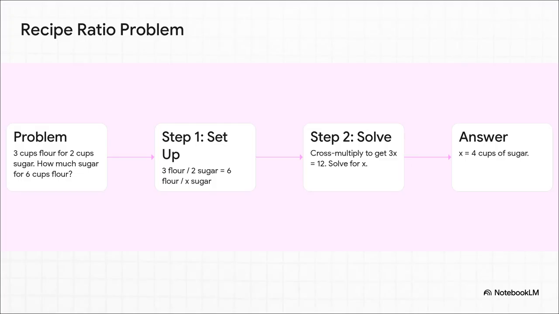Let's go back to that recipe. If we know it takes 3 cups of flour for every 2 cups of sugar, what happens when we use 6 cups of flour? Well, we just set up the problem as 2 equal fractions, we cross-multiply, and we solve for x, and boom, the answer is 4 cups of sugar. Ratios keep our recipes perfect.